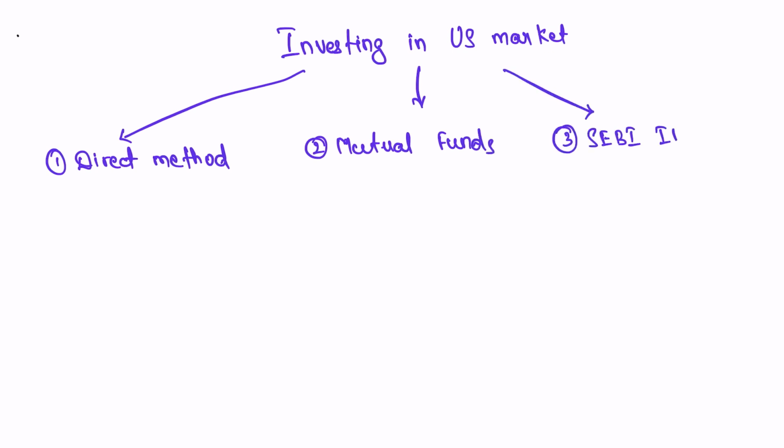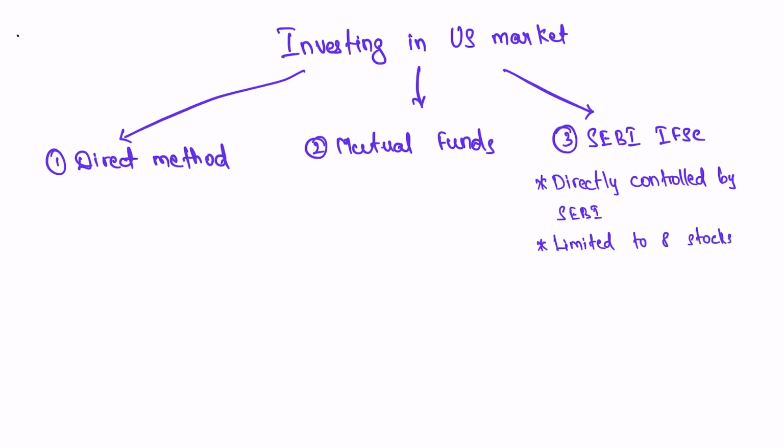3. SEBI IFSC. In option 3, SEBI IFSC, only 8 stocks like Microsoft, Google, Meta, Apple, Tesla are available. Over a period, it will become 50, but you will not have access to the complete portfolio of the US market.